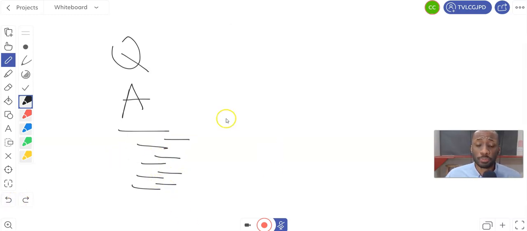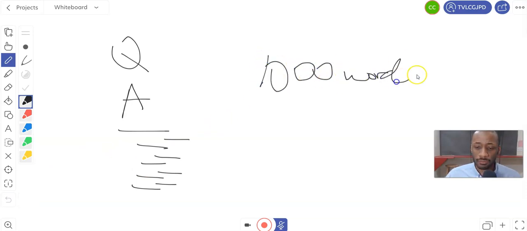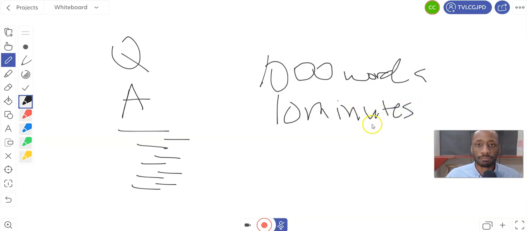How long should the post be? The post should be about 1,000 words in length. And if you're talking the content out, or if you're making a video about the content, then it should be about 10 minutes of purposeful content. There's your answer. There's your structure. But you're going to reject this because it sounds too simple.